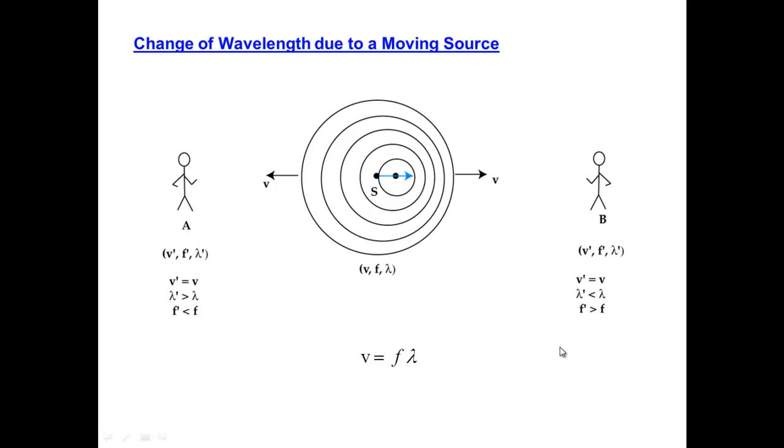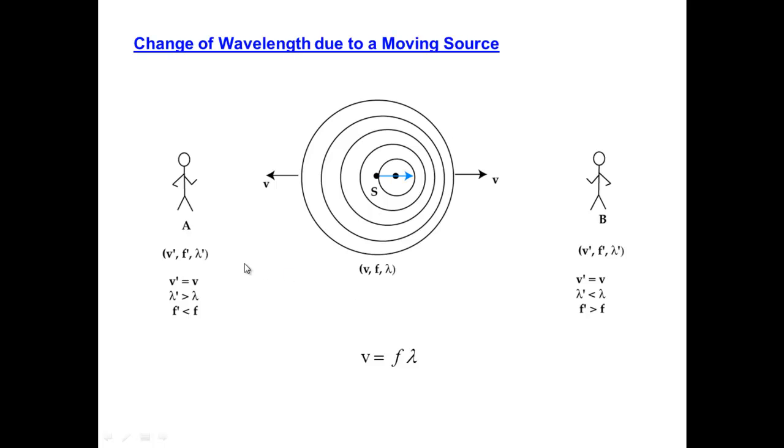And that's summarized here underneath observer B. The wave speed v prime stays the same, that hasn't changed. The wavelength, lambda prime, measured by observer B, is shorter, as we've discussed. And f prime is therefore larger, because the wave velocity, the frequency, and the wavelength are related. So since v hasn't changed for observer B, but lambda has gone down, the frequency must go up.